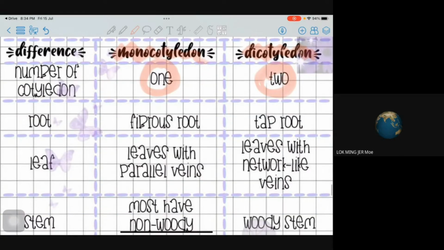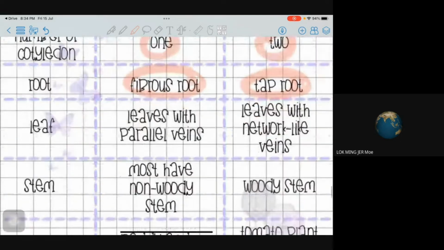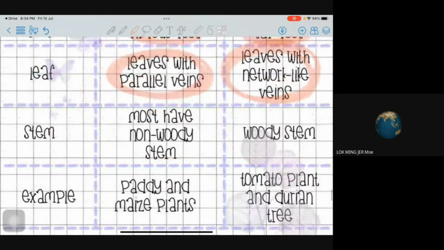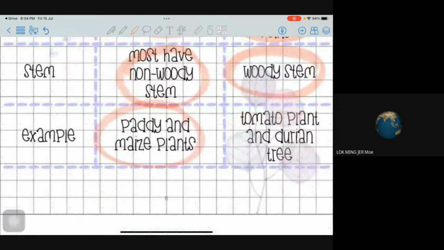And for the root, monocotyledon has fibrous root and dicotyledon has tap root. For leaf, monocotyledon has leaf with parallel veins, and dicotyledon has leaf with network-like veins. And the stem is mostly non-woody, and for dicotyledon, we have woody stem. This is the example: paddy and maize plants for monocotyledon, and for dicotyledon, tomato plants and durian tree, and a lot more.